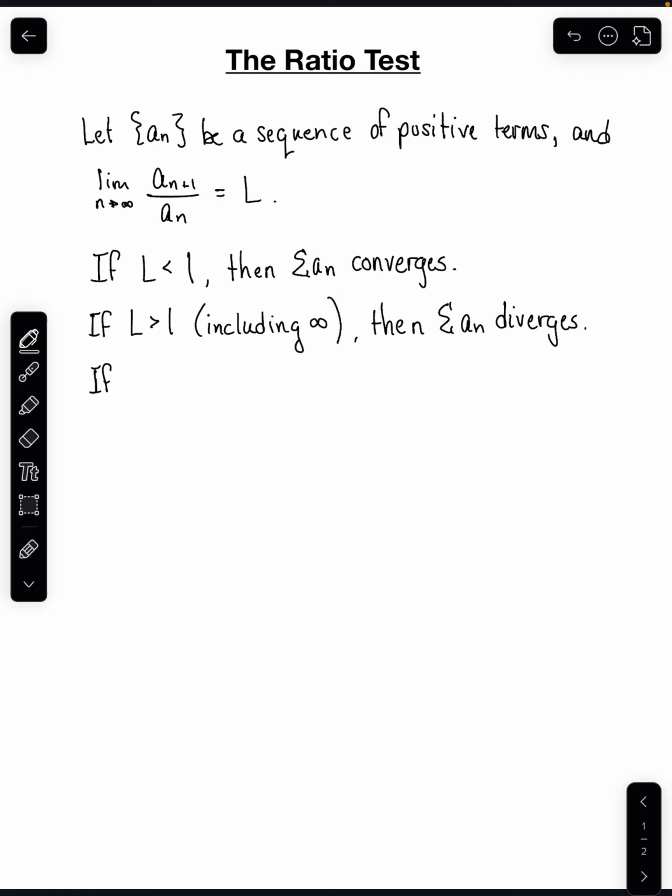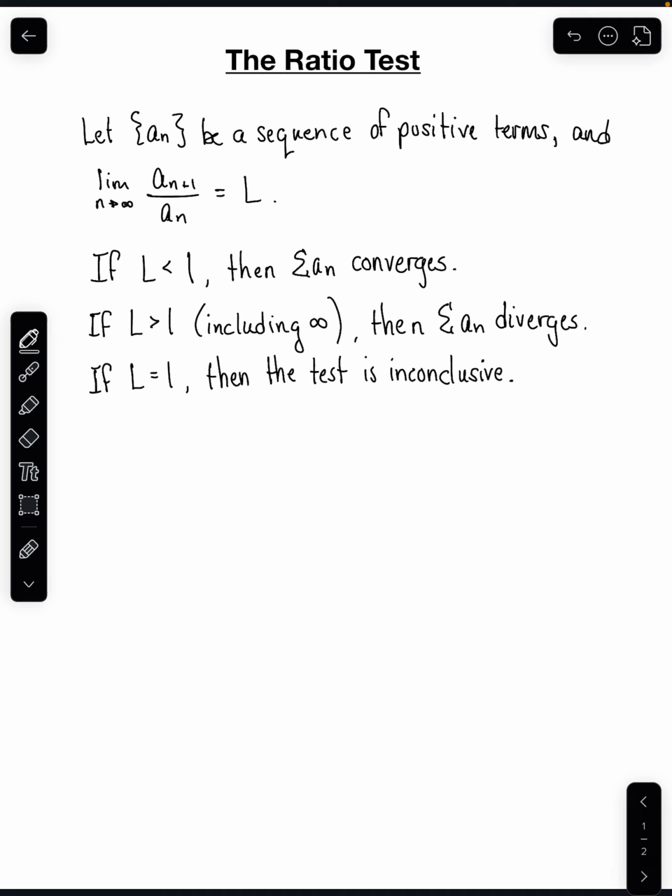If, however, L is exactly equal to 1, then it means there is a consistency to the shrinking of the terms that leaves us with the situation that the test is inconclusive. So it is not a foolproof test. It is simply another alternative.